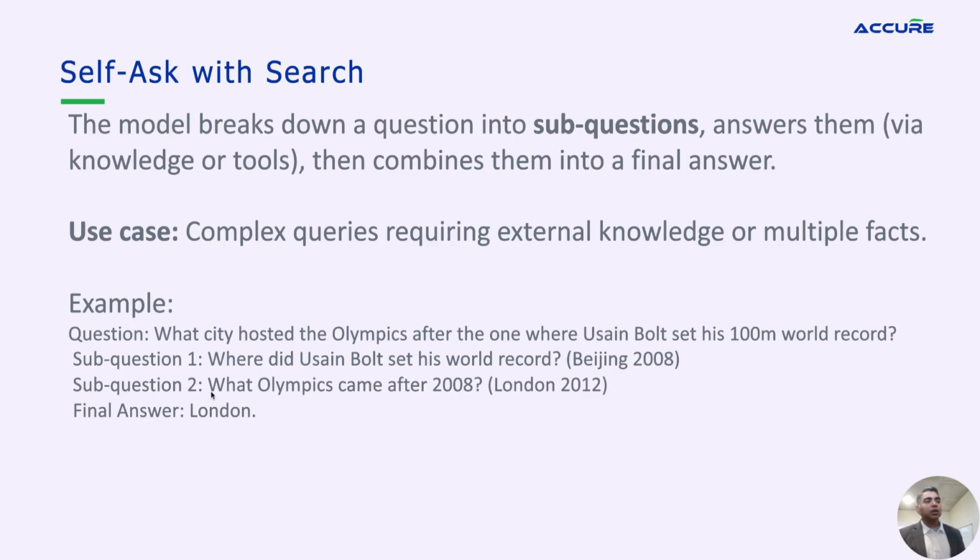And then it says, what Olympics came after 2008? Because that's what it has, right? And then it says London 2012, and therefore the final answer would be London. So this is how it will break a bigger question into smaller questions, find the answers, and then arrive at the final conclusion. That is called self-ask with search.